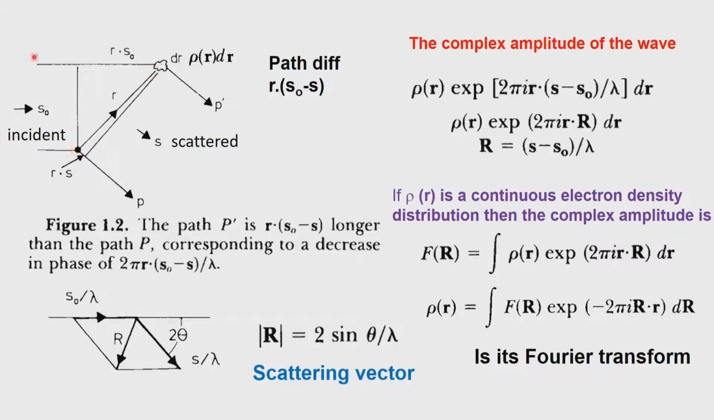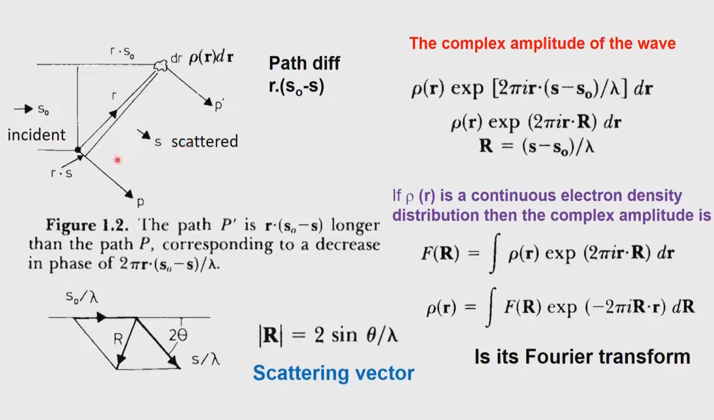So, the incident beam comes up here and falls on this rho of r d of r, and then it scatters in this direction p p prime. This direction in which it scatters can also be considered in terms of a unit vector S. So, S naught is the incident unit vector and S is the scattered unit vector.